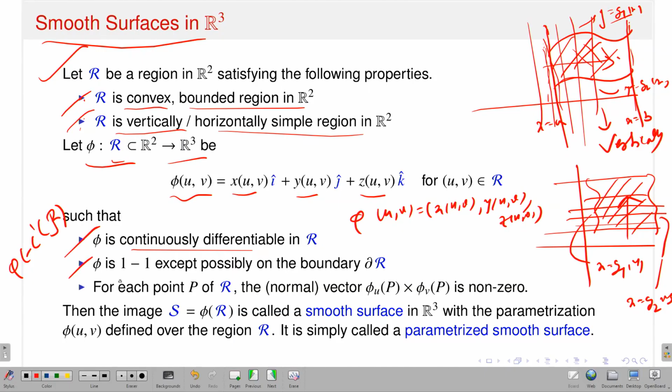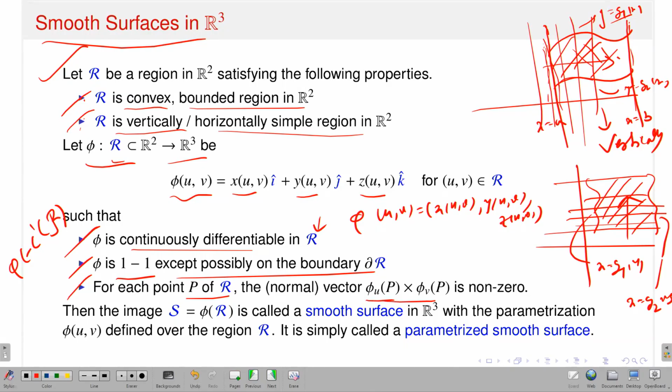What is number 2? Phi should be injective, or one-one, except possibly on the boundary. So if you remove the boundary points, meaning the interior of my region R, it should be injective or one-one. This is number 2. And number 3, for each point P in R, the normal vector phi_u at P cross phi_v at P should be non-zero. That means the normal vector should exist non-trivially.